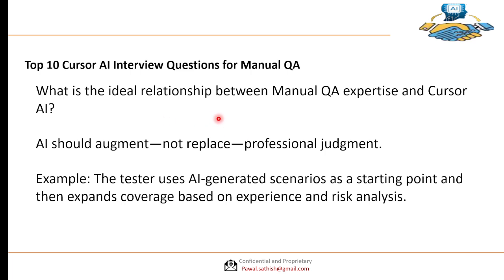And next, what is the ideal relationship between manual QA expertise and Cursor AI? First thing, AI is not replacing professional judgment. The tester uses the AI-generated scenarios as a starting point and then expands coverage based on experience and risk analysis. Whatever test cases are generated through Cursor AI, we need to review them. We will not use them as they are. First, we need to review them with domain expertise, add the points, and then execute them.